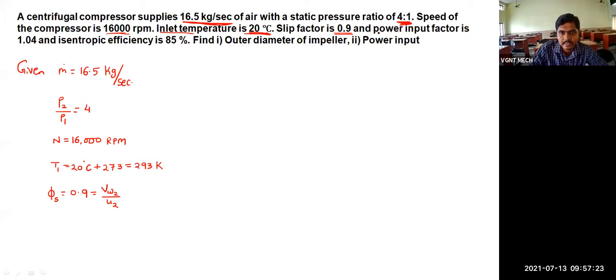Again, in the same question, they have given power input factor is 1.04. Power input factor is nothing but work factor. And what is the formula of work factor? Cp into actual work, T2 dash minus T1, divided by Euler's work, VW2 into U. This is 1.04. These two things have you got or not? Slip factor is 0.9. Formula of slip factor is VW2 by U2. Power input factor is 1.04.